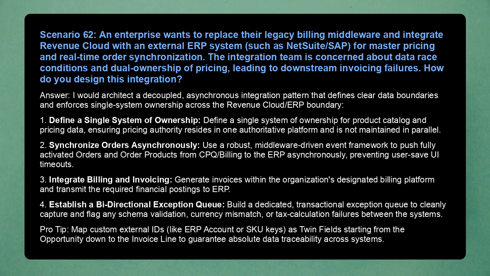4. Establish a bi-directional exception queue. Build a dedicated, transactional exception queue to cleanly capture and flag any schema validation, currency mismatch, or tax calculation failures between the systems. Pro tip: map custom external IDs like ERP account or SKU keys as twin fields starting from the opportunity down to the invoice line to guarantee absolute data traceability across systems.